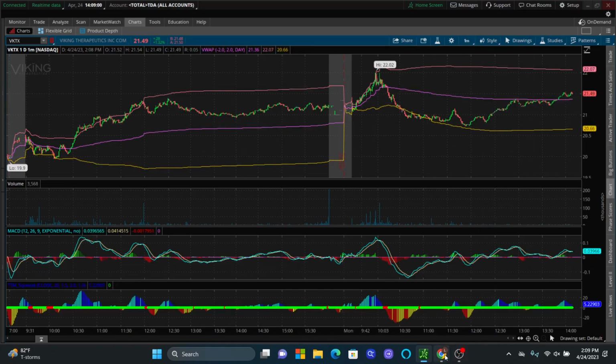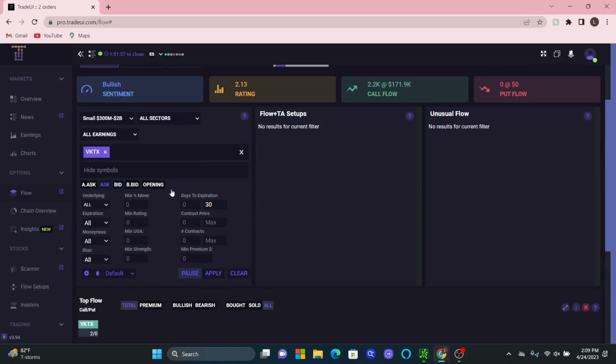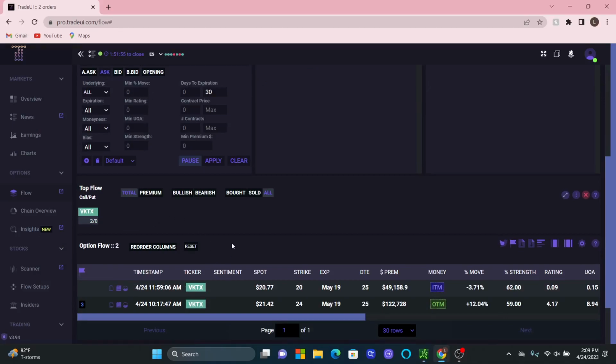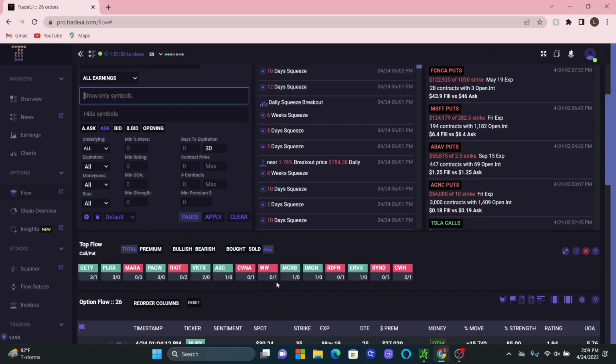However, if you would have had TradeUI and you would have caught this and had your filter set, you would actually have seen this opportunity early in the trading day and you could have capitalized on it. But now let's pick out a different one here.